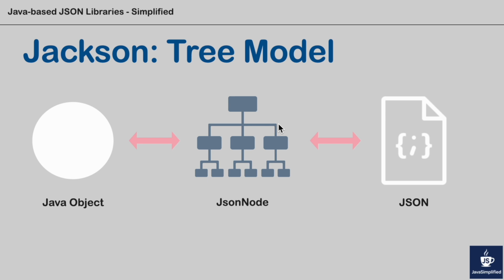The benefit of using the tree model is that we don't require any dedicated Java class or POJO to manipulate or traverse the JSON data. Because using the JSON node, we can directly convert any JSON data into the JSON node class, and we can do any manipulation, traversing, or operation with the JSON data. Basically, the tree model eliminates the necessity of creating a Java class or POJO class every time.